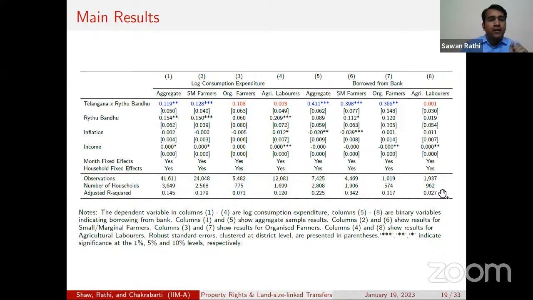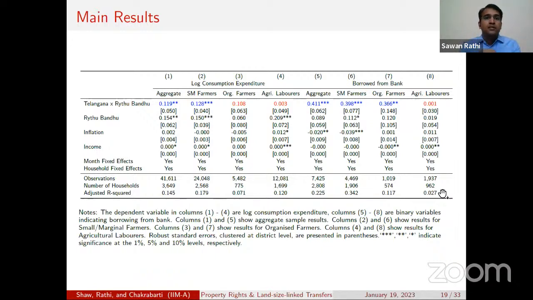It's a log value. So in aggregate, when we say aggregate, we are talking about all the three communities of farming that are present in the CMI database: small and marginal farmers, organized farmers, and agricultural laborers taken together. We are finding that the interaction coefficient, you look at only the blue and the red coefficients, others are obviously control variables like inflation, month fixed effects. In all of the models, you would find that we have controlled for all the control variables. What you find is in column one, there is a 11.9 percentage significant increase in the consumption expenditure of the farmers staying in Telangana post Raitu Bandhu.